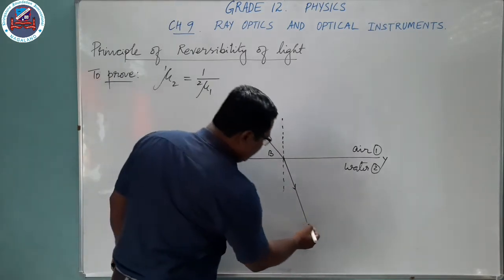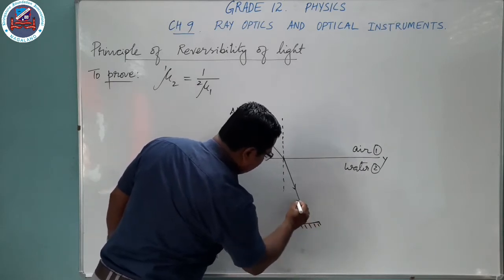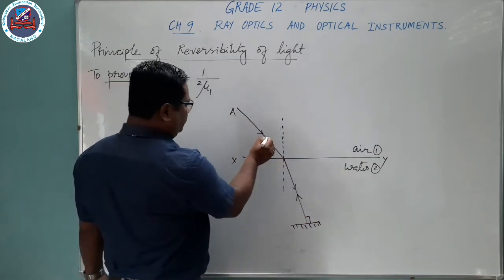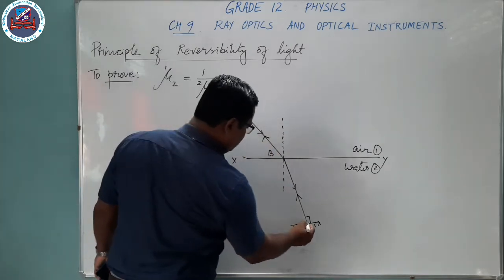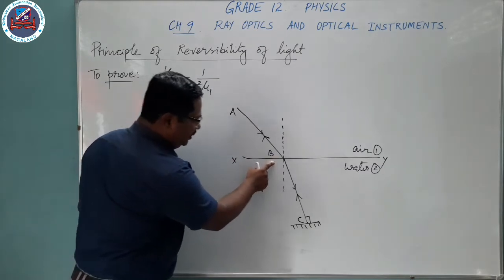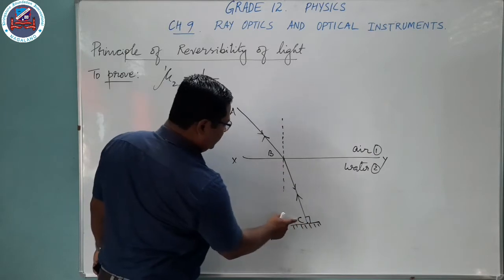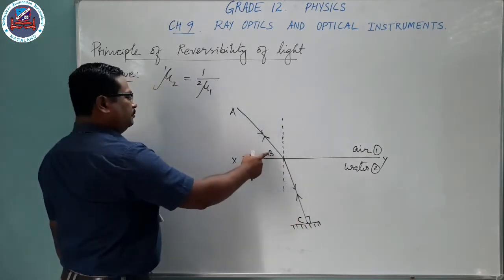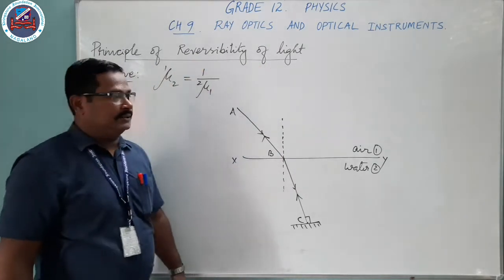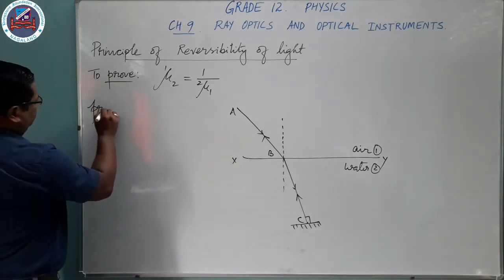Now, if I keep a plane mirror here and allow it to reverse back along its original path, this should be at an angle of 90 degrees. Then the light ray will travel in this direction. Suppose this point is C. Earlier it came from A to B and then went from B to C. By keeping one plane mirror, I am reflecting it back. So it is traveling now from C to B and after that from B to A, following the principle of reversibility of light. So now, if you use Snell's law like this, you can prove it.